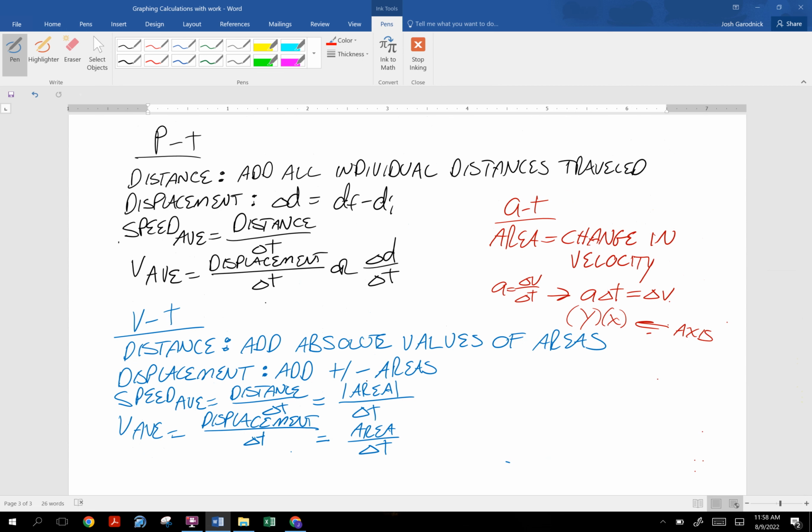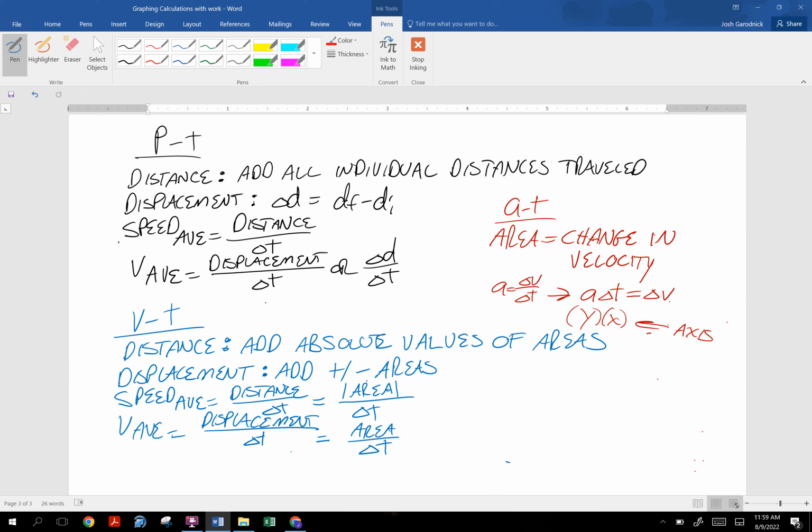So here's a summary. I mean, I don't know if you want me to go through it, but I will. It does everything that we just talked about. In a position time graph, distance is just you add up all the individual distances. Displacement is the change in position. You don't care about what happens in between. It's just final minus initial. Speed is distance over time versus velocity, which is displacement over time.